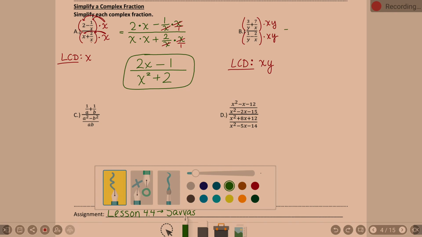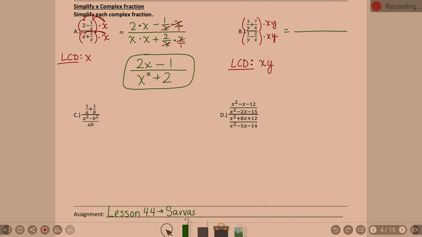So that means on top, I'm going to take 3 over y, and I'm going to be multiplying it by xy. Plus, I'm going to take 7 over x, and I'm going to multiply it by xy. Over, in the denominator, I'm going to take 1 over y and multiply it by xy. Minus, watch out for the minus, 2 over x, and I'm going to multiply it by xy. Okay.